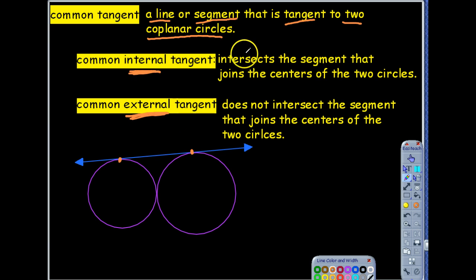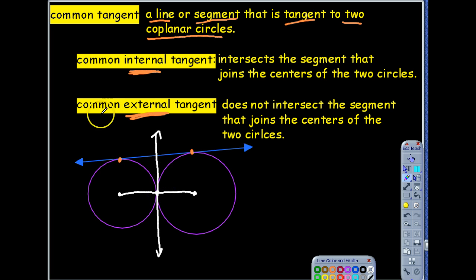Internal tangents, the formal definition says that it intersects the segment that joins the centers of the two circles. Now, I don't love the definition as much as the way that I'll explain it in a minute. But this is saying that if I drew in the center of those two circles and I drew a segment that contained those two centers, a common internal tangent will intersect that segment. So if I drew a tangent line here that goes through the point where those two circles are tangent to one another, that's an internal tangent.